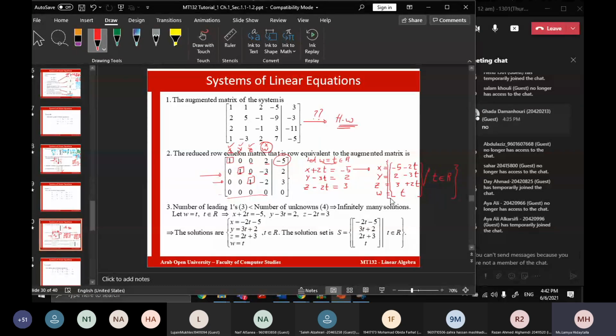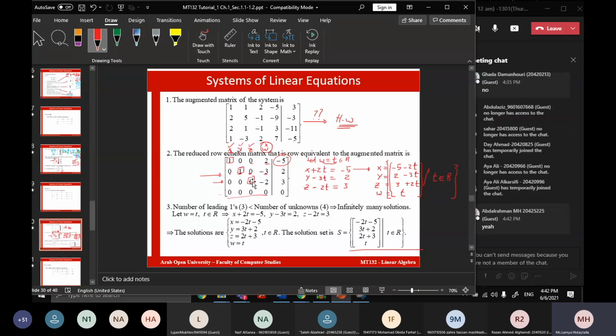Okay, so you can put it like that, like this here. Is it clear? The number of unknowns or number of leading ones. The number of leading ones is 3. How many unknowns? 4. If the number of leading ones is less than the number of unknowns, I will have infinitely many solutions. Okay, it depends on a certain parameter.